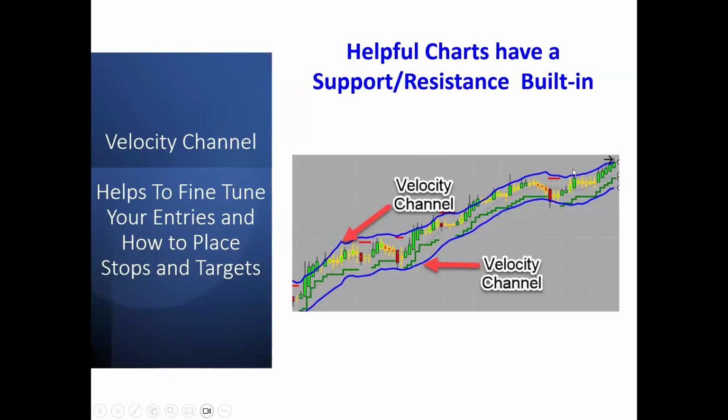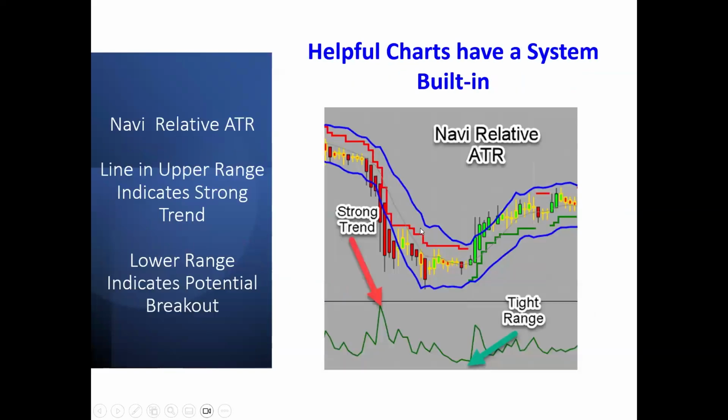The blue lines you see on this screen are the velocity channels. You can see the markets tend to move between those channels in an upward sloping channel. You're going to get pullbacks toward the lower blue line. And you can even use the upper blue line to take profits. So buy near the lower blue line, sell near the upper blue line. That's the velocity channels.